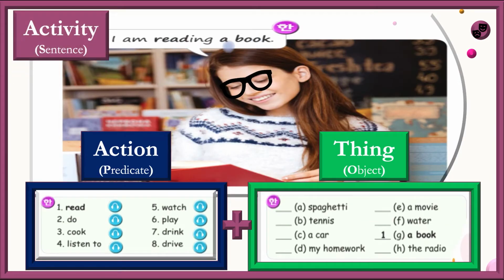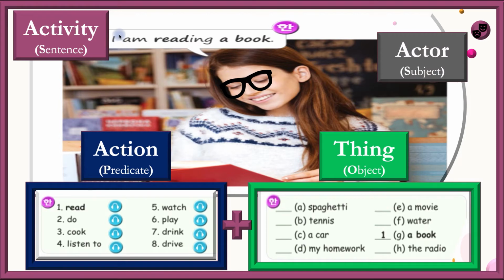So let's look a little bit closer at her sentence. So it says, I am reading a book. So the I is what we're going to call the actor. The I is the actor. She is the actor. So she says, I am reading is the action. And we'll talk about why the am is there in a moment. But you can see read, number one, read. I am reading plus a thing, a book. You can say, I am reading. What are you doing? I am reading.